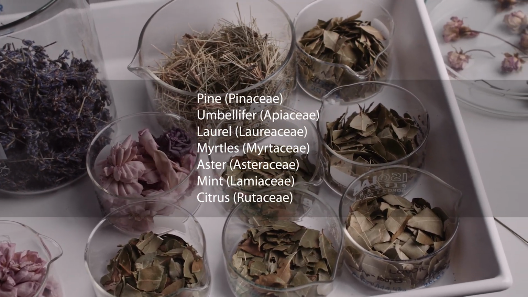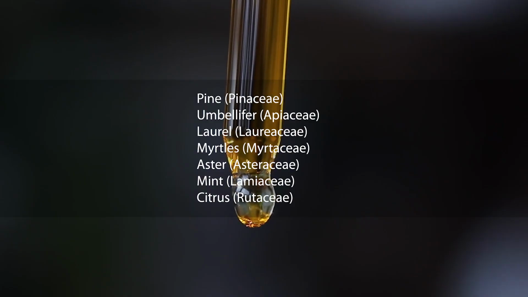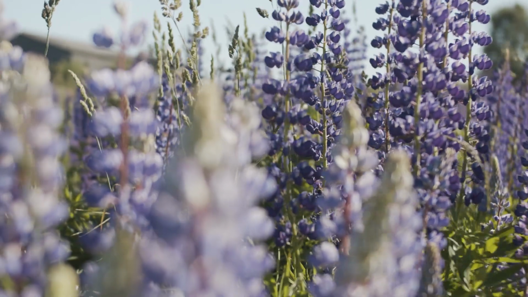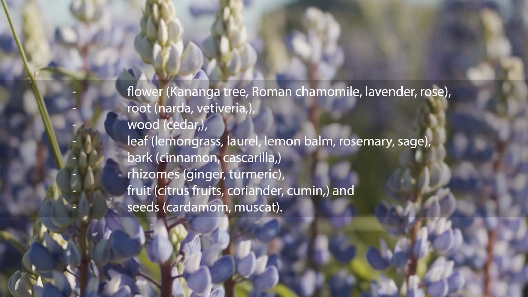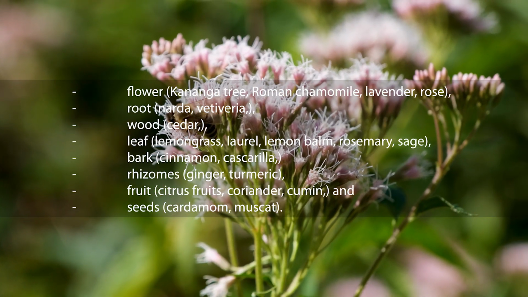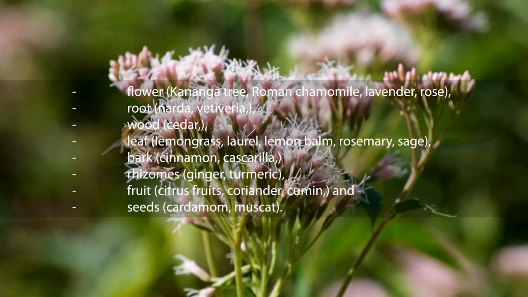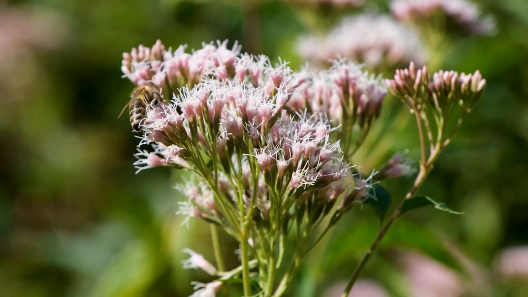Pharmaceutically important are especially essential oils of the pine, umbellifer, laurels, myrtles, aster, mint, and citrus families. Essential oils are found in all plant organs or parts, in flowers, roots, wood, leaves, and in the rind, rhizome, fruits, and seeds. The organs of plant species may contain an essential oil that differs in composition.